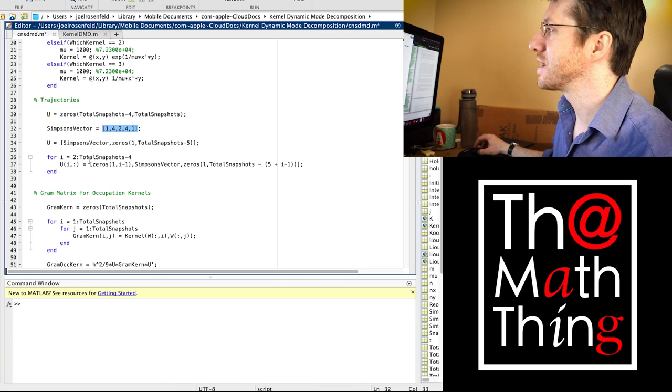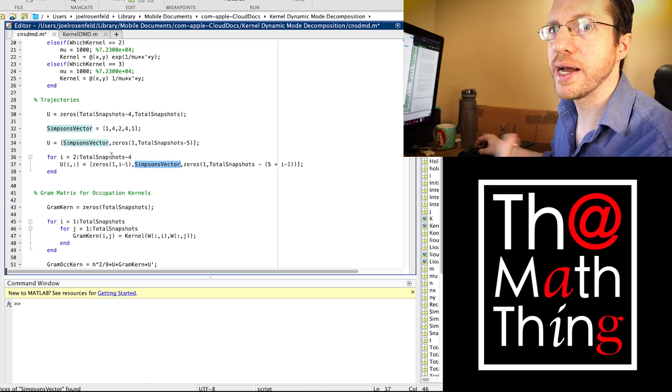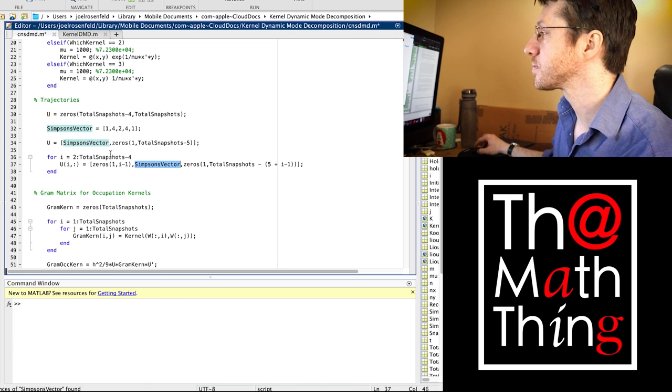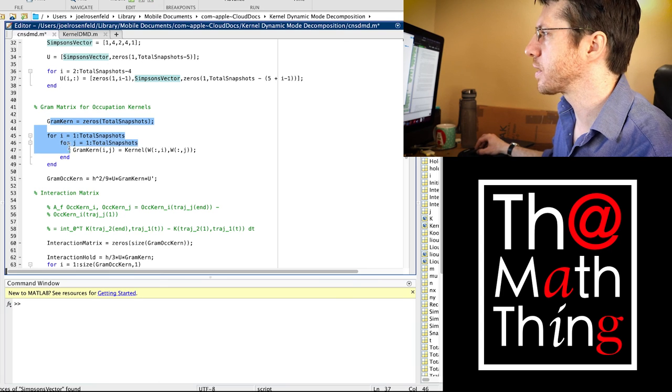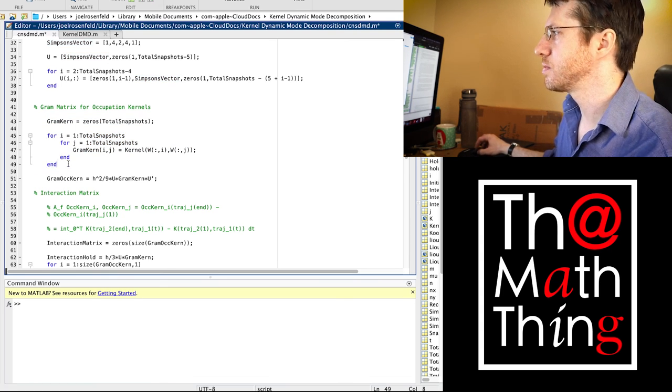I add this to our matrix and then shift it over each time. I put zeros before and after, and otherwise I just have this Simpson's rule vector here. I'll take care to multiply by h over 3 each time it shows up, which in this case gives h squared over 9. So we make our regular kernel function Gram matrix.